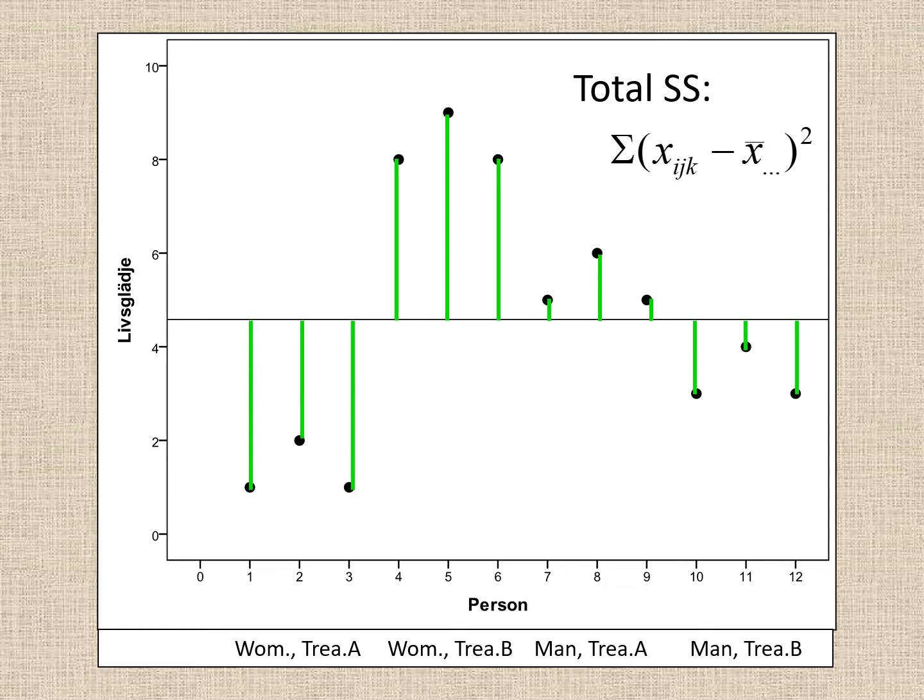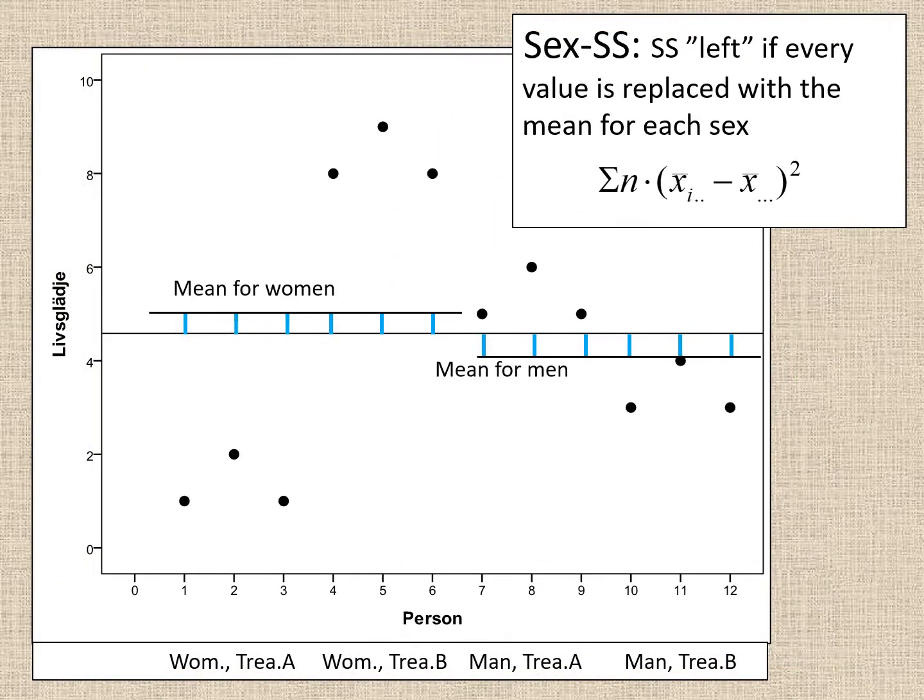Sum of squares for the effect of sex. It's what we would get if we replaced every individual's value with the mean for his or her sex. So we replace all these 6 female values with that one, and we look at how much it differs from the total mean, square that difference, and take the sum. And we do the same for our 6 men. We replace their values with the mean for all men.